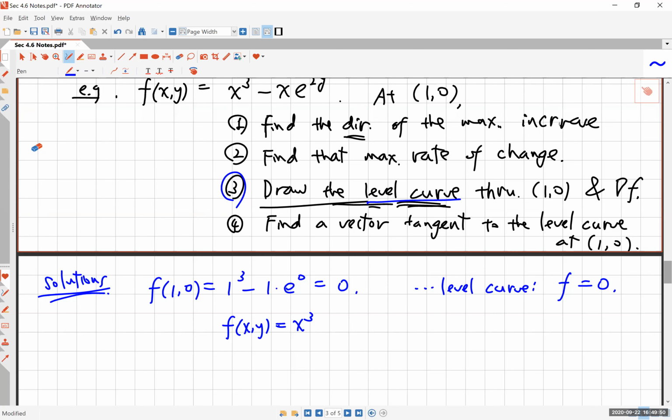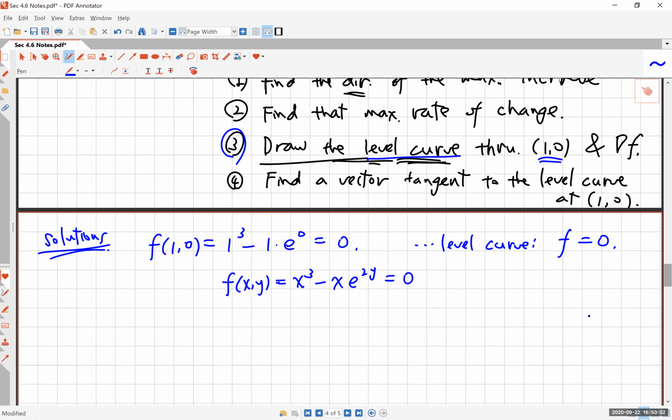So this is x cubed minus x times e to the 2y, right? And you want to set this equal to 0 because the level curve through this point is the level curve corresponding to the value of 0. Now, of course, you can factor out x. Do you know how to solve this? You have something times something equal to 0. In the real number system, the only way the product of two numbers can be 0 is if one of them is 0.